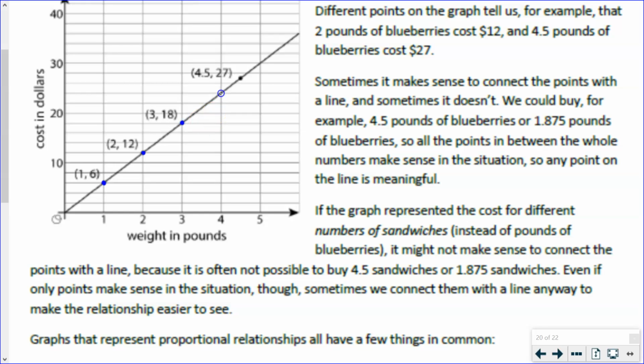But what if I didn't want to buy 4 pounds of blueberries? What if it's 4.5 pounds of blueberries? Is it okay to buy half a pound of blueberries? Yeah, it is. That would cost us $27. I'll wait.